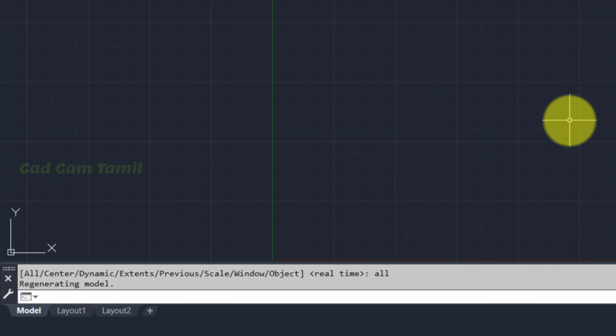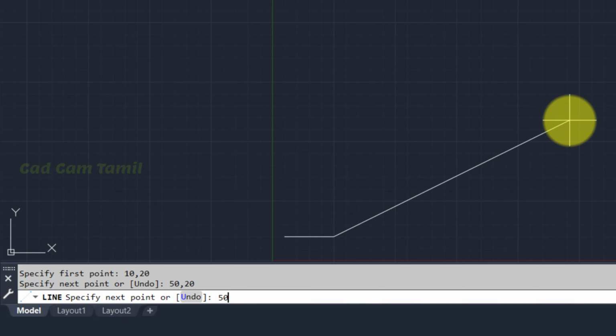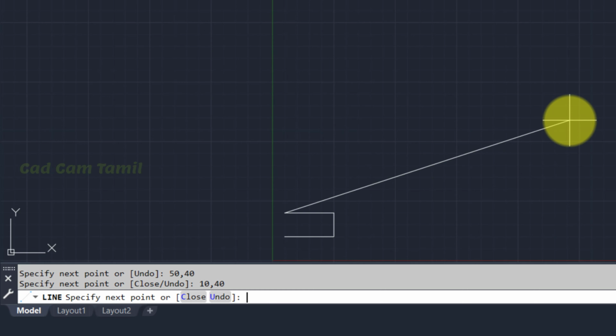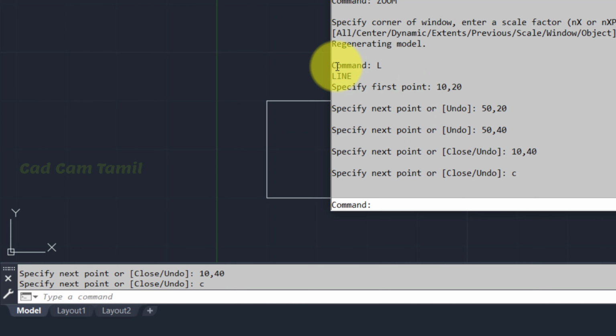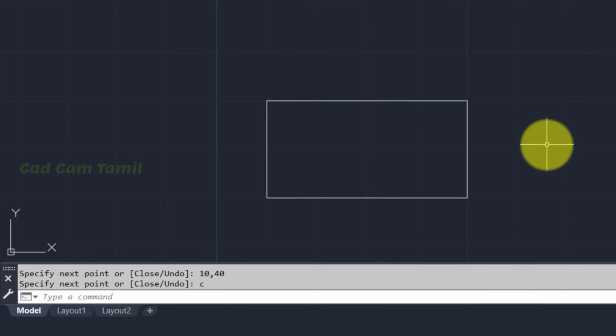Now, as usual, first let me try using the absolute method. Line, the first point is 10, 20. My second point in absolute method is 50, 20, then 50, 40, then 10, 40. Here I have drawn this rectangle using the absolute method. Now I am going to draw the same rectangle using the relative method. Let me check whether I am getting the same rectangle or not.